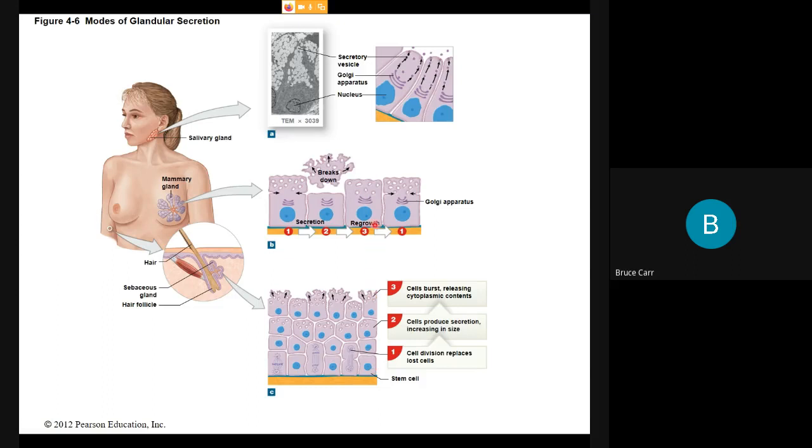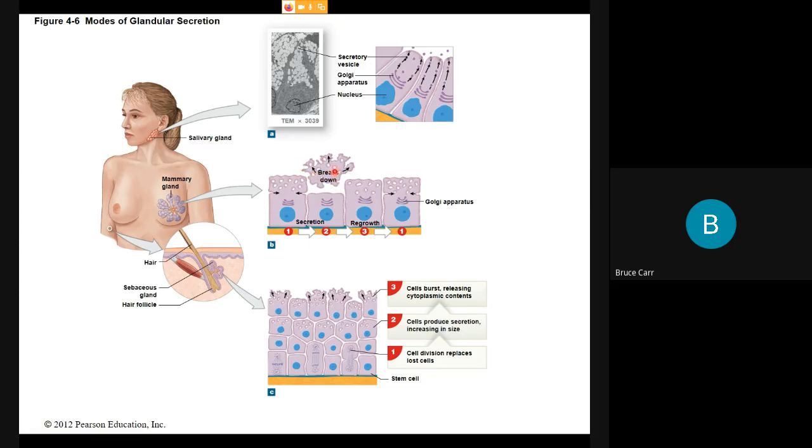They are named the merocrine, if you're making it and packaging it in vesicles, and those vesicles are releasing it into the space. The apocrine, if you're actually taking a short cell and growing it, and as you grow it, you're making the secretion, and those vesicles are accumulating in the top half. When the cell is full, you see this pinching in like cytokinesis? It basically pinches it off and breaks off the top half of the cell.